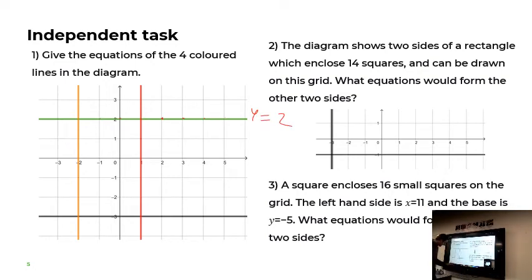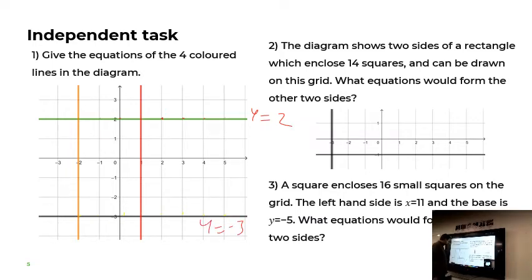Let's have a look at this black line here. So the x value is different, it could be anything, but the y value is constant. The y value is negative 3.